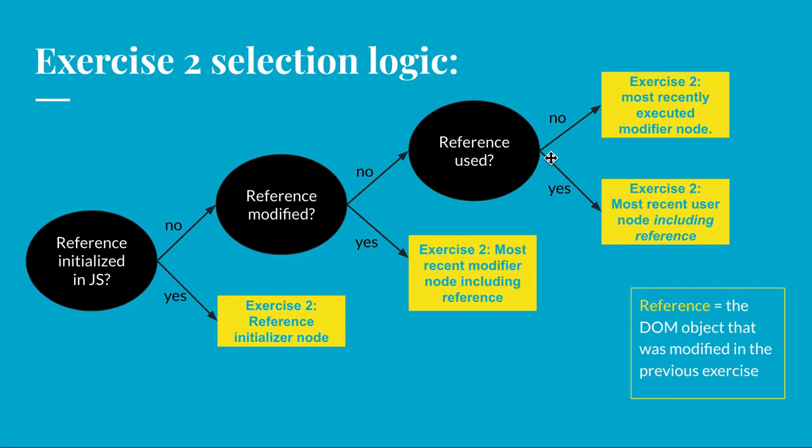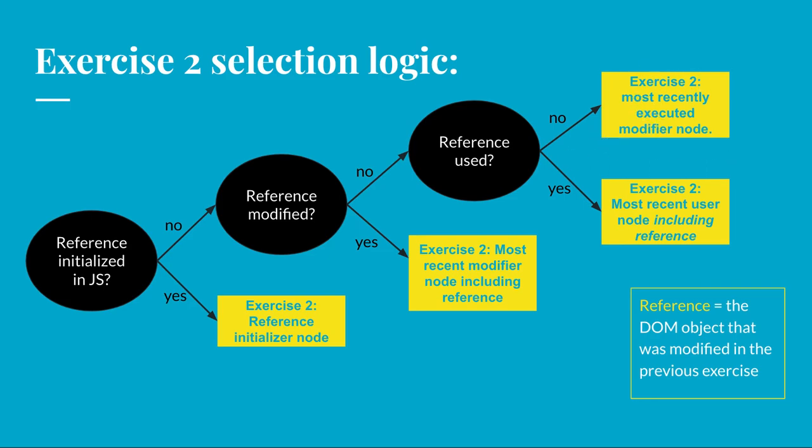Let's say that there's not, so that we've gotten to the end of this decision tree here. Then the next thing we're going to do is go back to the exercise one selection logic. We're going back and finding the next most recently executed modifier node, even if it doesn't have to do with our current reference. That could be the case where there's an entirely other DOM object on screen that's also been modified recently, but it isn't present in any of these. Or maybe it is. There's a case where it could be present in any of these. We're going to get to that in a second.